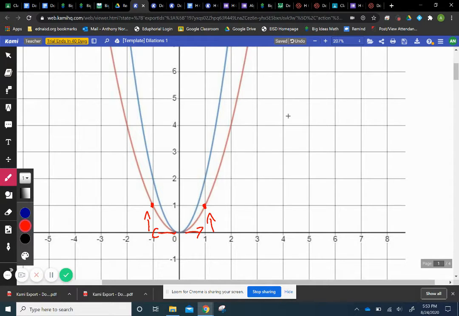What is our parent function for this? Parent function is y equals x squared. It's quadratic.